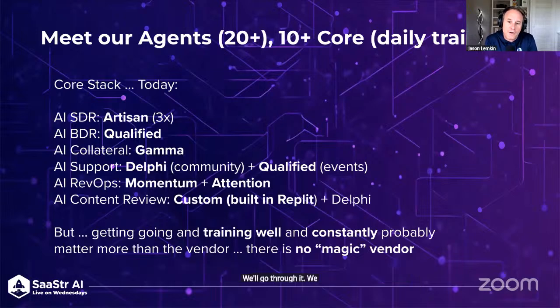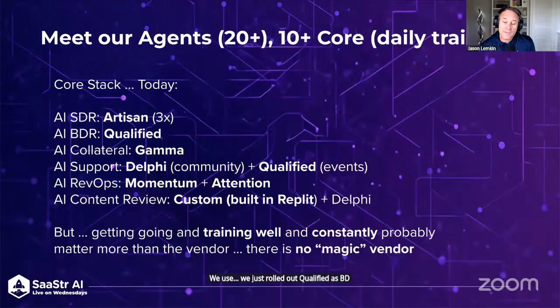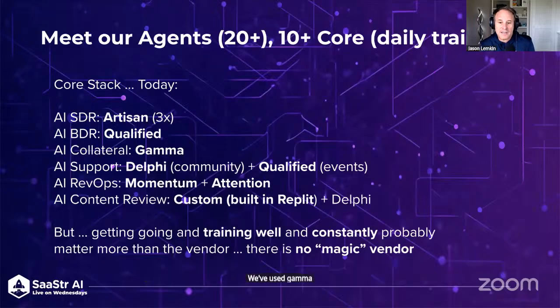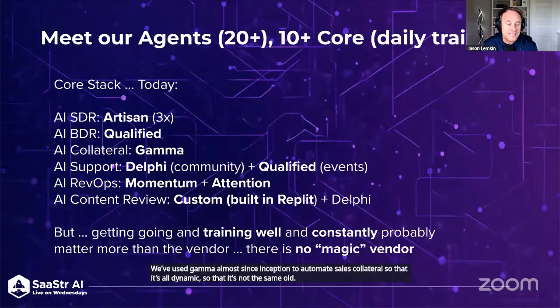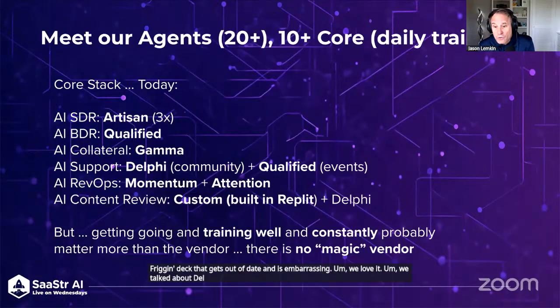We use an app called Artisan. We actually use 3 instances of it for AI SDR. Amelia will show you. We just rolled out Qualified as BDR on our website to manage inbound, and it's already had a pretty strong impact, right? We'll show you. We've used Gamma almost since inception to automate sales collateral so that it's all dynamic, so that it's not the same old deck that gets out of date and is embarrassing. We love it. We talked about Delphi as a general tool.